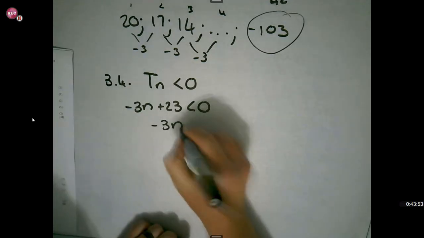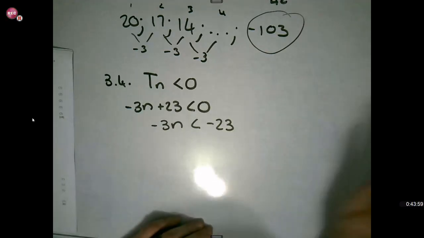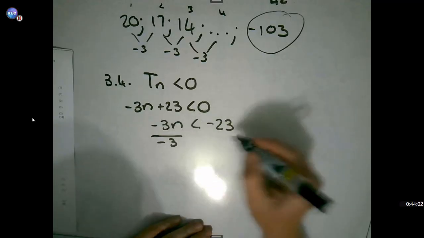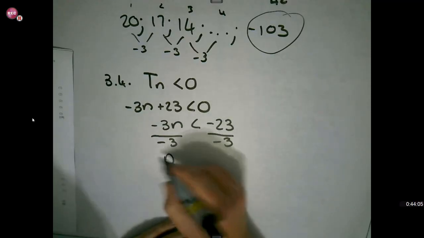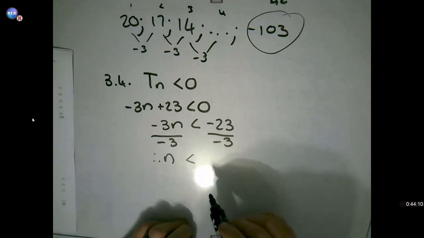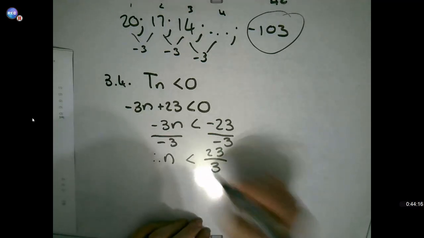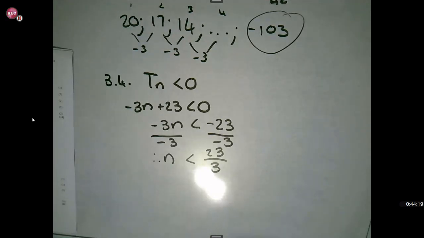You say negative 3n is less than negative 23, because we carry 23 over. You divide both sides by negative 3, so n is therefore smaller than 23 over 3. If you divide 23 by 3, you should get something like 7,68.